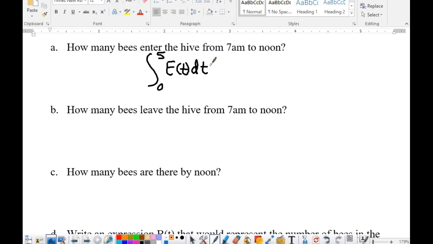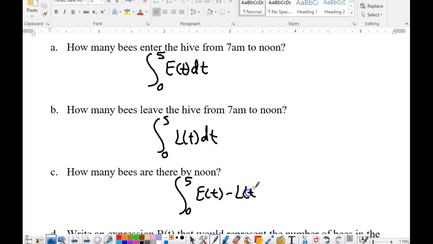How many bees leave the hive from 7 to noon? What would I do there? Okay. Part C. How many bees are in the beehive? That would be E minus L. Good. So that's where we got to combine them, right? So it's close, but we're still not quite there. But it will be the number of bees entered minus the number of bees that left. You got it.